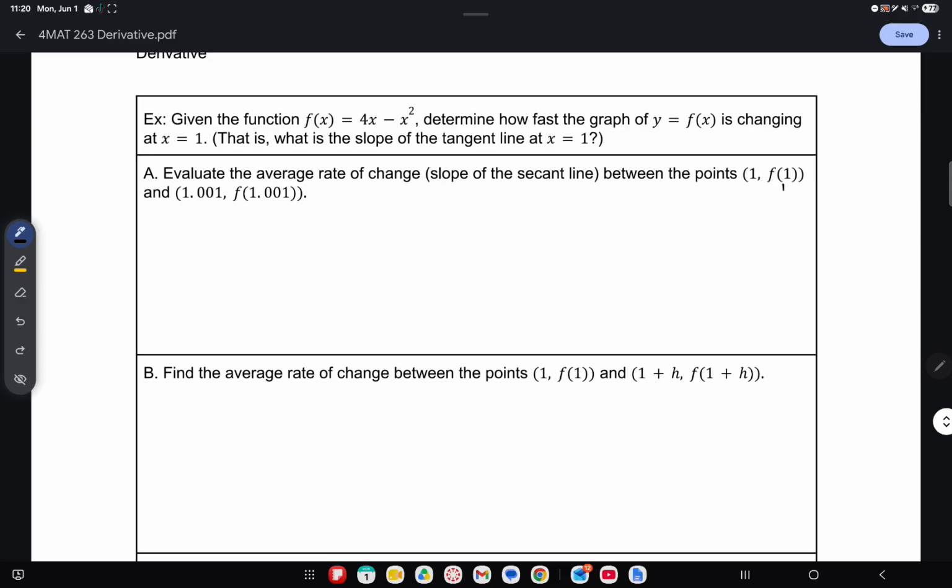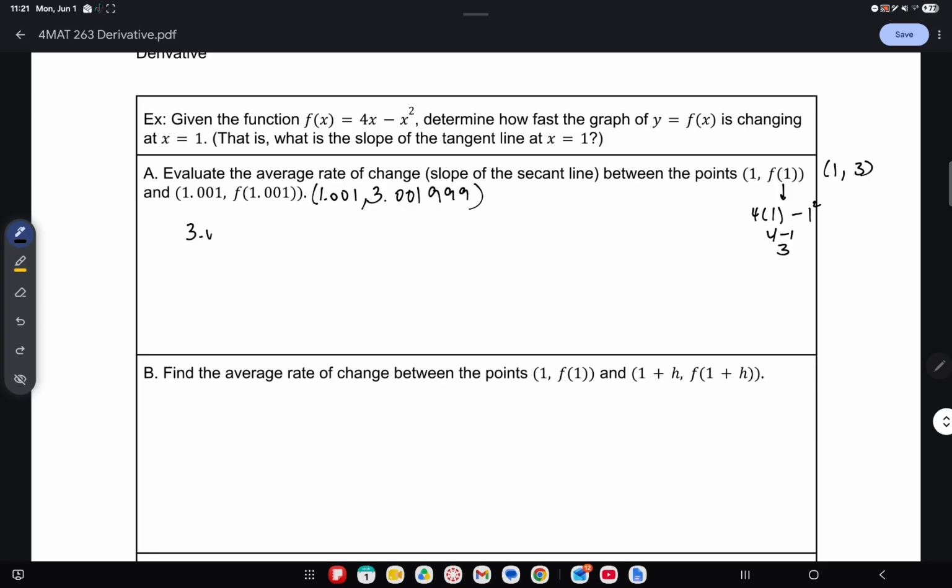So f of 1 is going to be 4 times 1 minus 1 squared. So 4 minus 1, so 3. So really we have the point (1, 3). And then we want to plug in this point. This one I might need an actual calculator for. So 4 times 1.001 minus 1.001 squared gives me, and I just did this off to the side in a calculator, 3.001999.